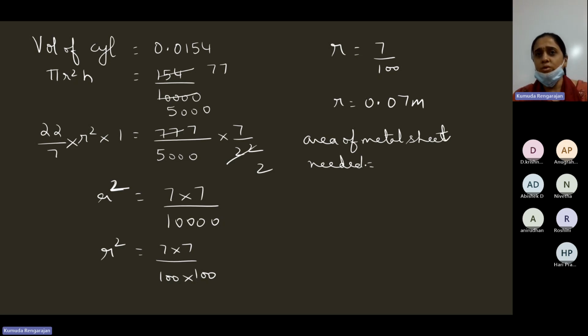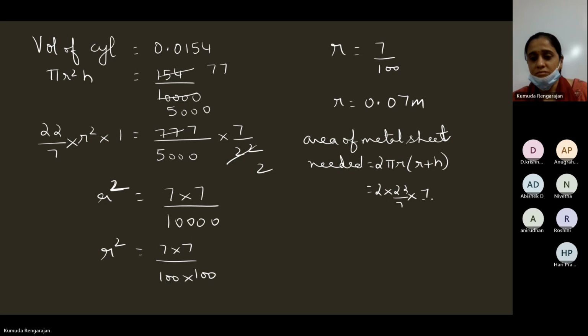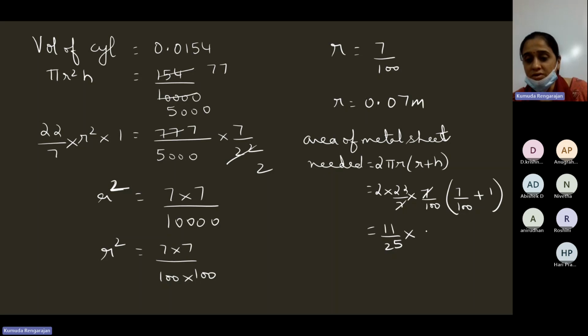So where all you need a metal sheet? All over, it is closed. So total surface area. What's the formula? You do the simplification, no? Please. Then it will be 11 and 25. So 11 by 25 into 107 by 100. I'll write the final answer. You check if you're getting the same thing.